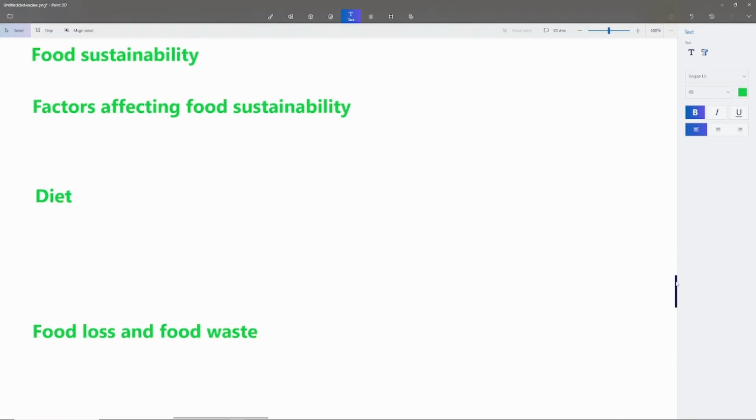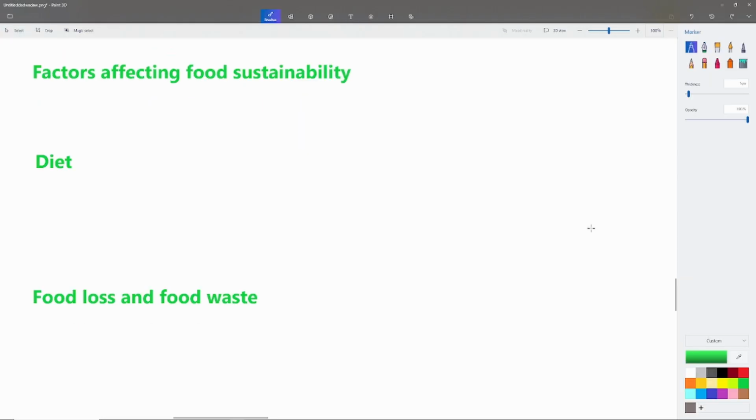So let's talk about food sustainability as well. There are actually many factors affecting food sustainability. Obviously diet is one of the biggest factors which affects food sustainability, and this means that people in India, about 30% to 40% of them are vegetarian. And why?